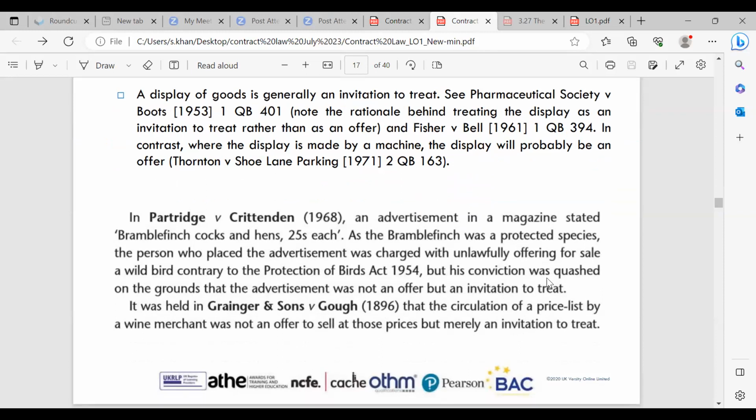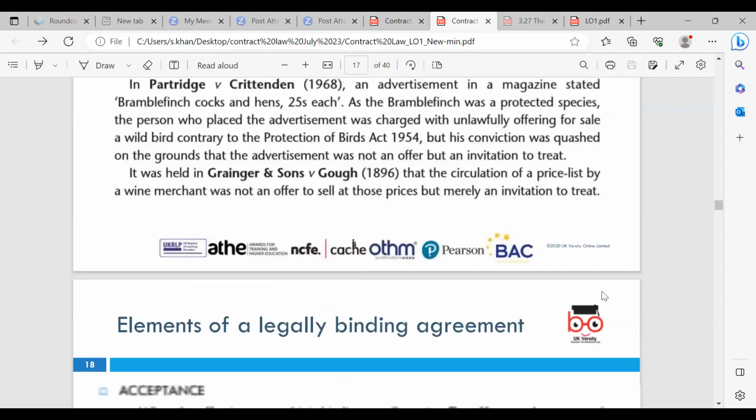In the case of Partridge v Crittenden, 1968, an advertisement in a magazine stated Bramble finch cocks and hens 25 shillings each. As the Bramble finch was a protected species, the person who placed the advertisement was charged with unlawful offering for sale of a wild bird, contrary to the Protection of Birds Act 1954. But his conviction was quashed on the grounds that the advertisement was not an offer, but an invitation to treat. It was held in Grainger and Sons v Gough, 1896, that the circulation of a price list by a wine merchant was not an offer to sell at those prices, but merely an invitation to treat.